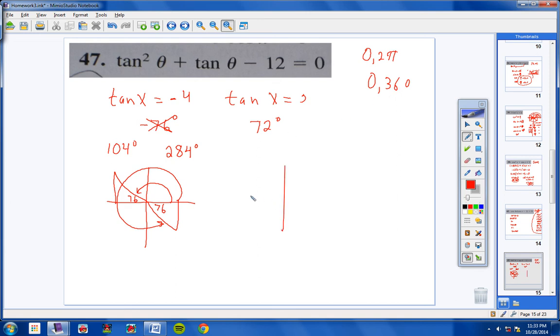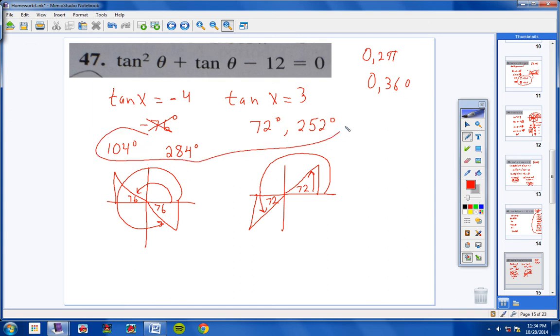Okay, now let's come over here. We want to know tangent of what angle gives us a positive 3. Well, tangent is positive here, and tangent is positive here. So put a 72 here and a 72 here. Rotate to here. There's one answer. And then rotate from here all the way to here. So we have 180 plus 72, which would be 252 degrees. So these are your 4 answers.